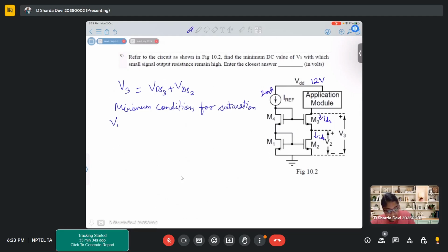So for VDS, what is the minimum condition? VDS min should be VGS minus VTH, correct? The minimum value for VDS should be VGS minus VTH. So VDS minimum of 3 will be VGS 3 minus VTH, that is 2.97 minus 1, so it is 1.97 volts.